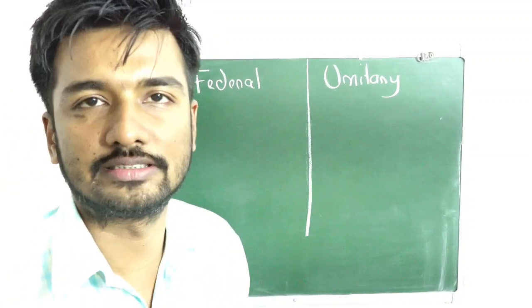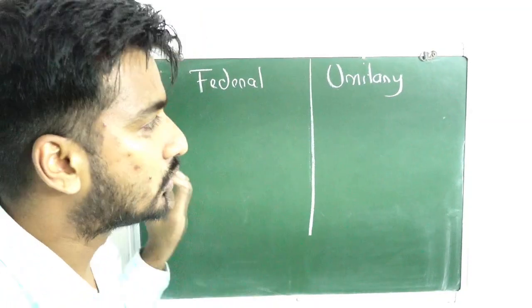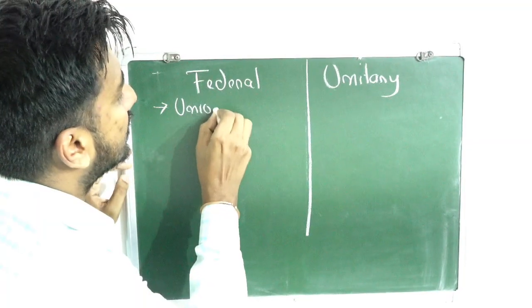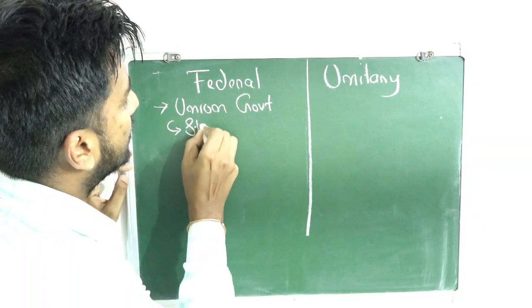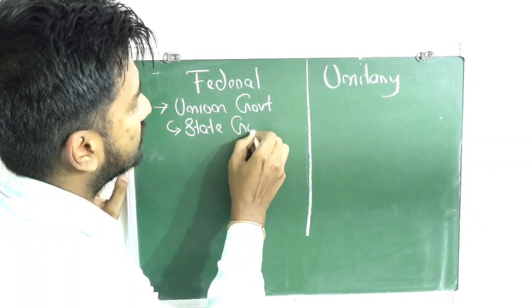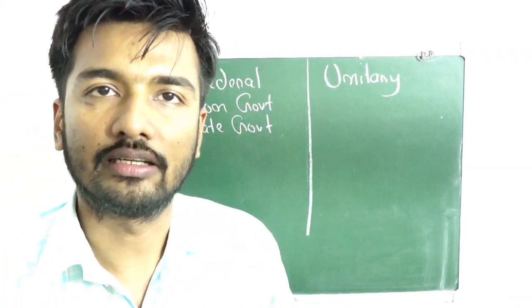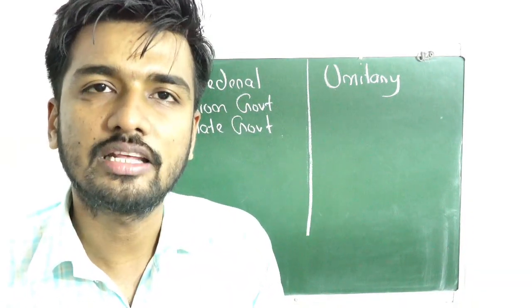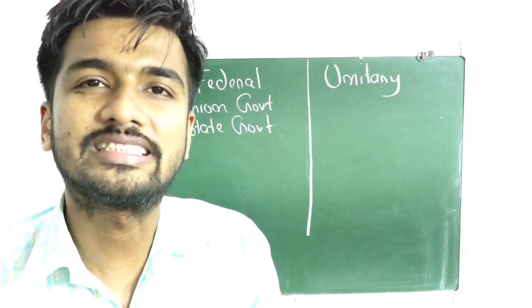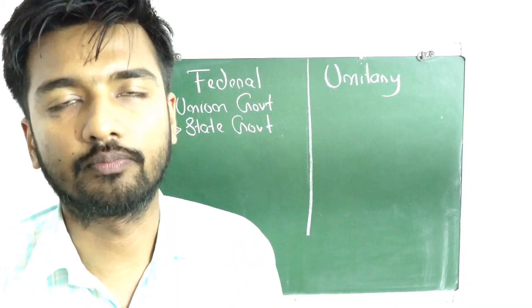Now, what is a federal system? A federal system of government contains two governments, two parts or layers of government. One is the union government, and another is the state government. So India also contains two governments, union and state. India has another government, that is the panchayat level. When the Panchayati Raj system was introduced in India in 1992, which is a very important point from the exam point of view.